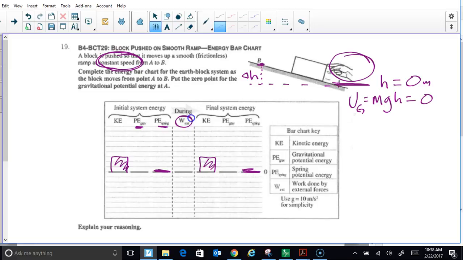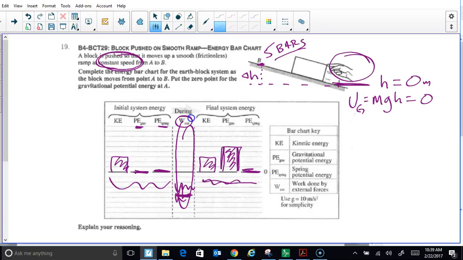Now, if we call where it started 0, that means it had no potential energy at the beginning, and it had some at the end. I will now put in, let's say, 5 bars. So at the end, we'll say it has 5 bars worth of potential energy. Now, here's the deal. What you start with, plus what non-conservative forces add or subtract in this thing, has to be the same total as what you end with over here. So these two in red combined have to add up to whatever's over here in blue.